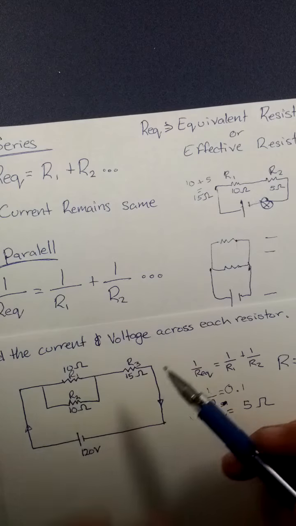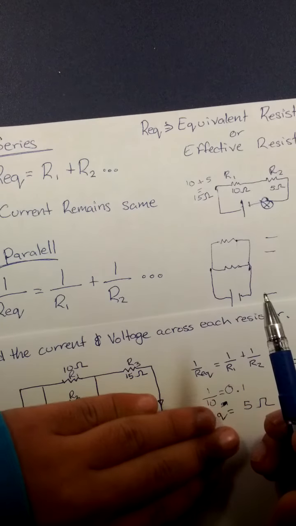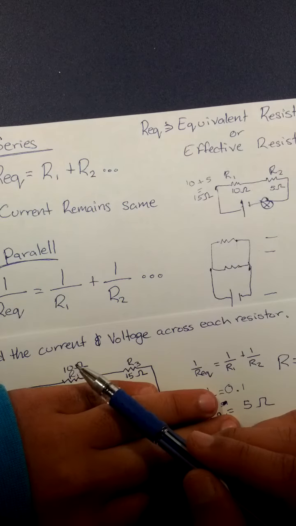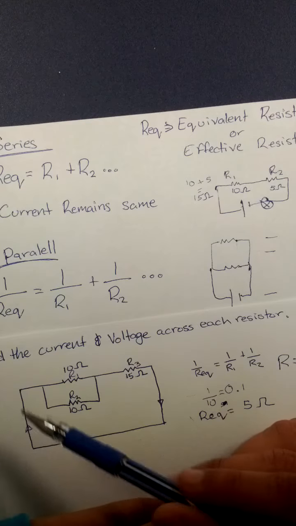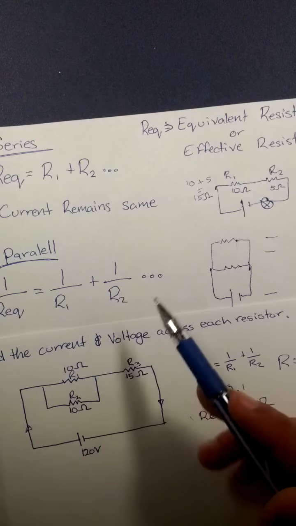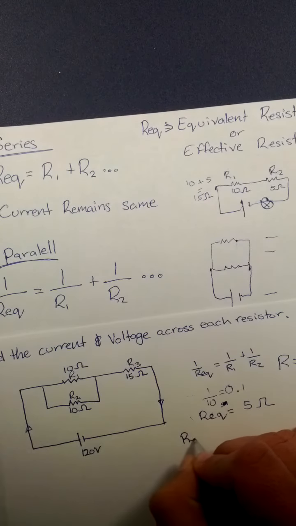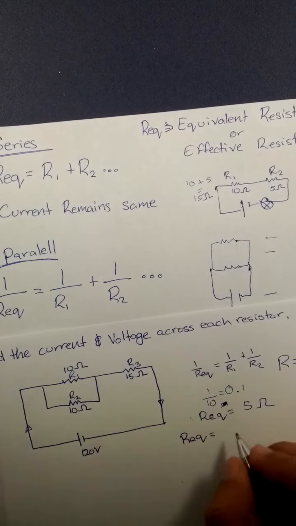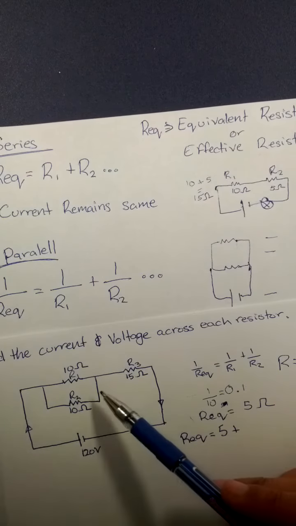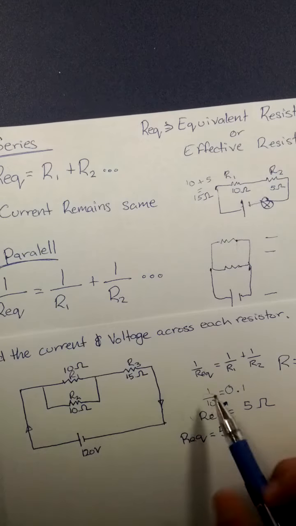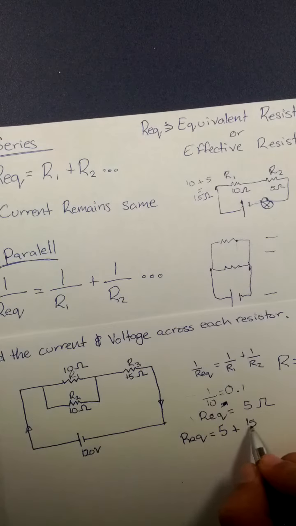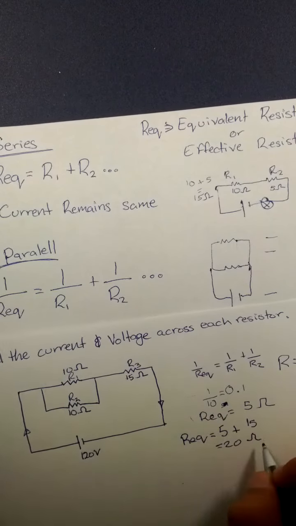And if you notice that, here, let me cover it. If instead of the 10, it's a 5, you would see how it would become a series circuit. And over there, to find the REQ, you would just add. So REQ equals 5, which we got as the REQ over here, plus 15, which is 20 ohms.